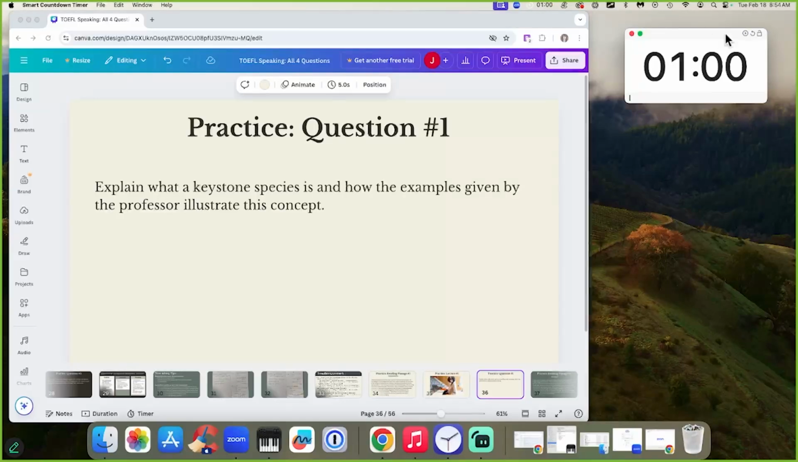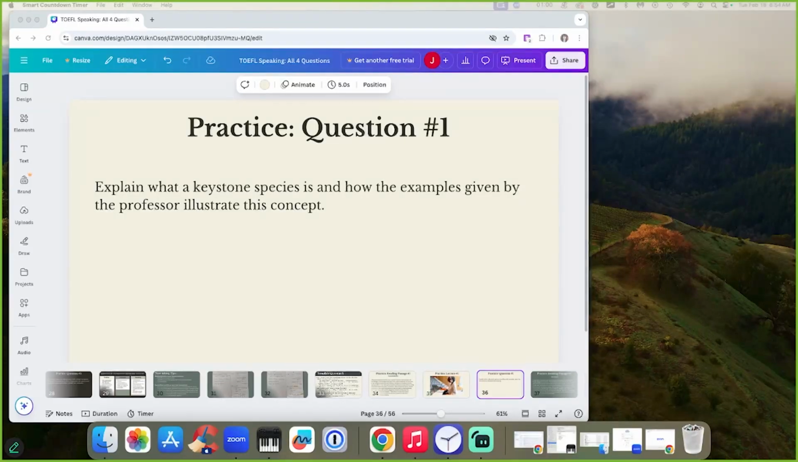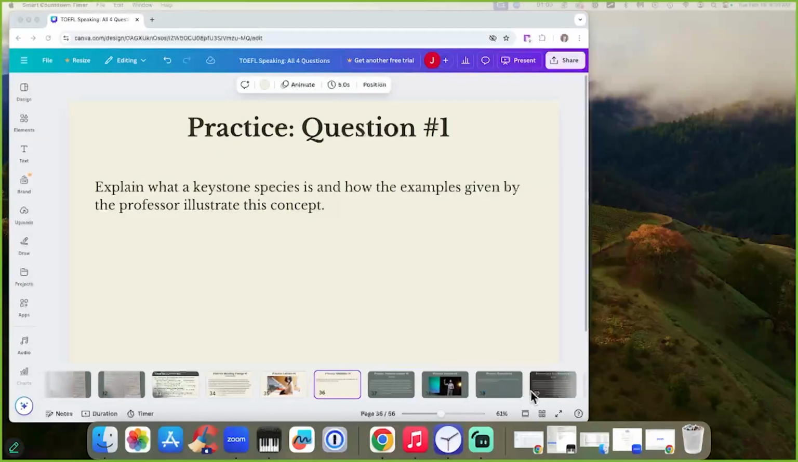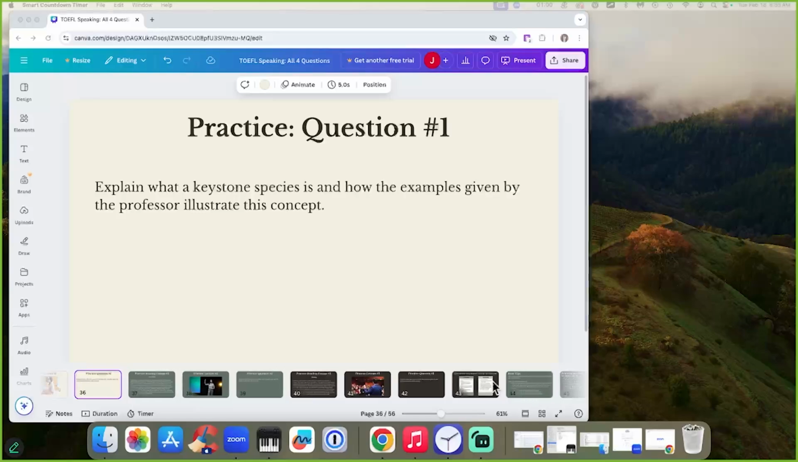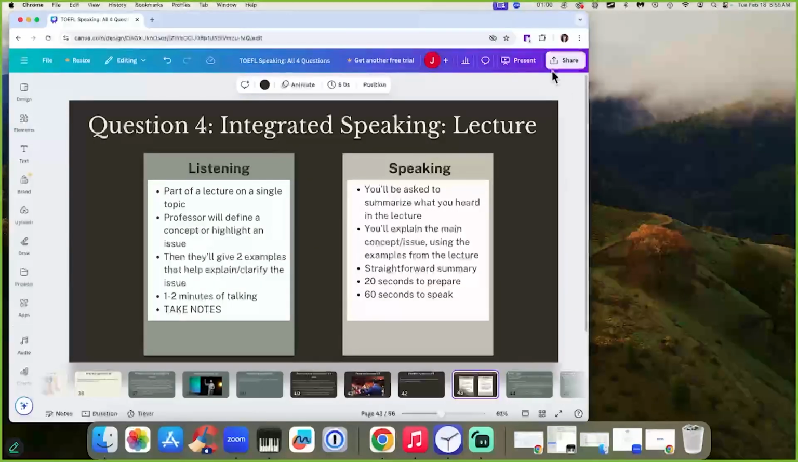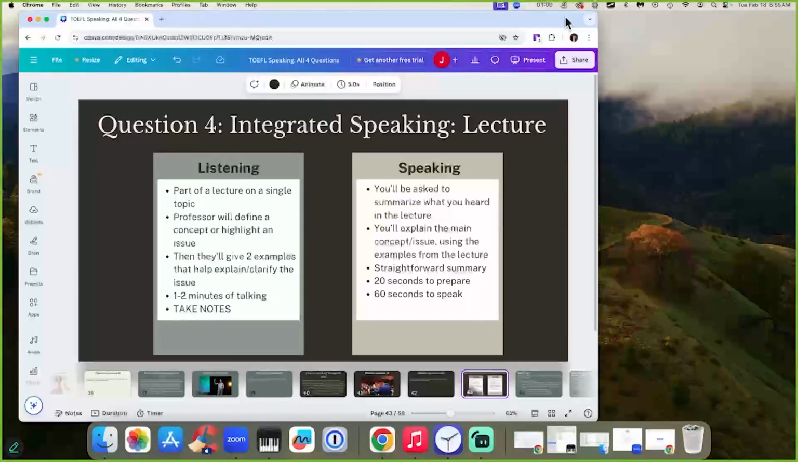All right, stop speaking. So again, I won't have time to give feedback on this one. I apologize because I want to make sure that we get to question 4. But you can see how quickly that goes by. You'll have to look back at your answer and see, did you hit all those timers? Did you summarize the reading and the lecture? So take a look at that.